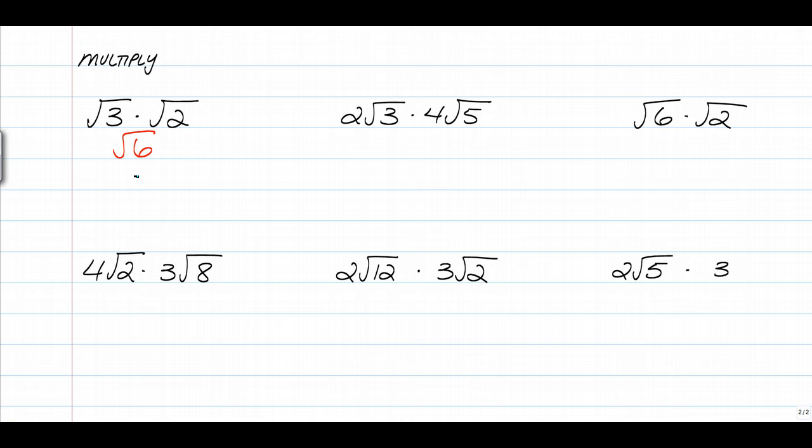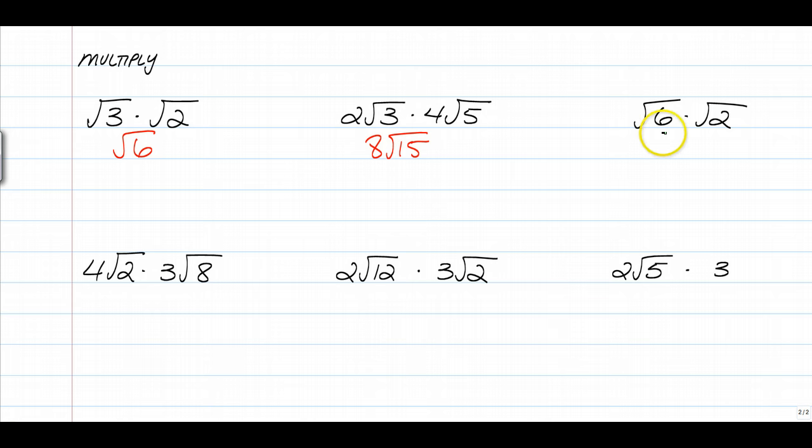Special note, always make sure you simplify when you're done. You cannot simplify the square root of 6. When you multiply and you have numbers on the outside, you multiply outside with outside and inside with inside. So 2 times 4 is 8, and the square root of 3 times the square root of 5 is the square root of 15. And you are done.